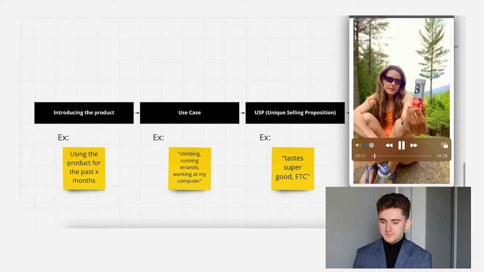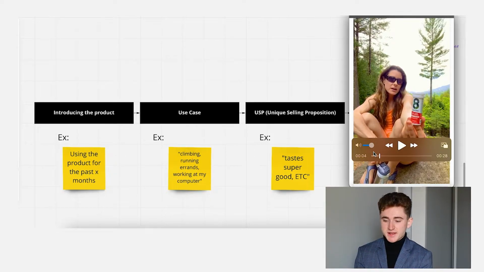Greens for the past 7 months. It's basically a green supplement. So as you saw in the first 3 seconds, this person just showcased the product. Like literally she showed us the product and she told us what is the name of that product.